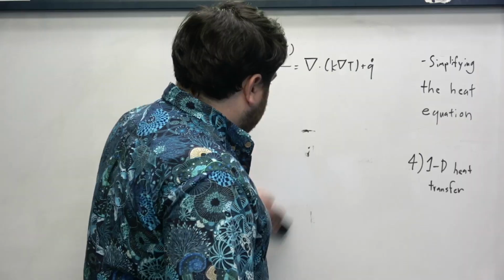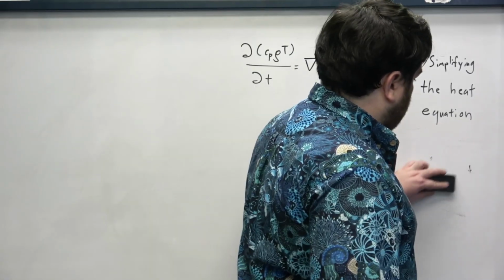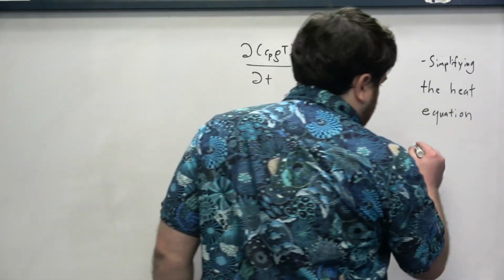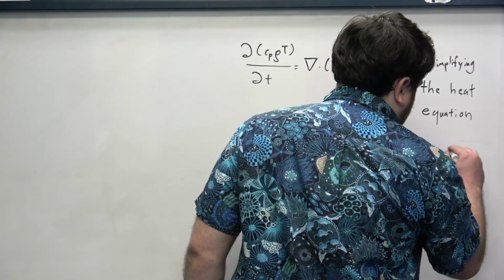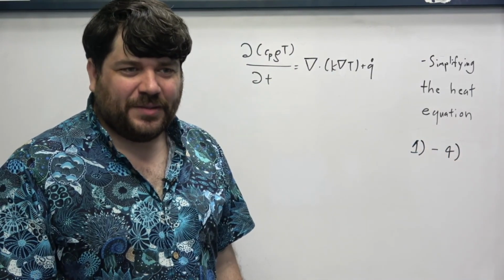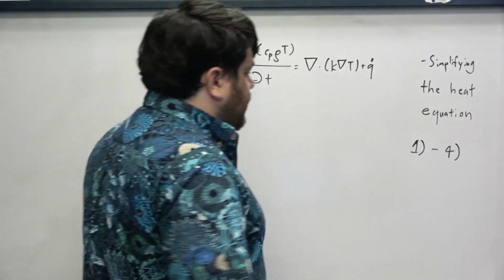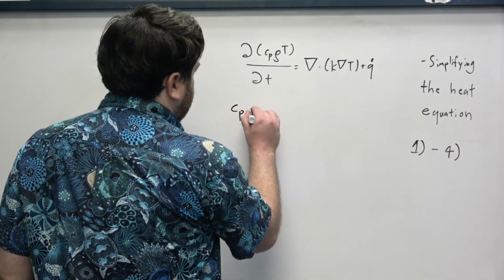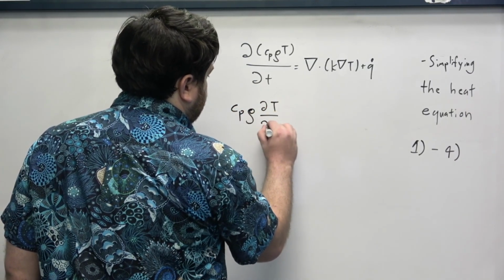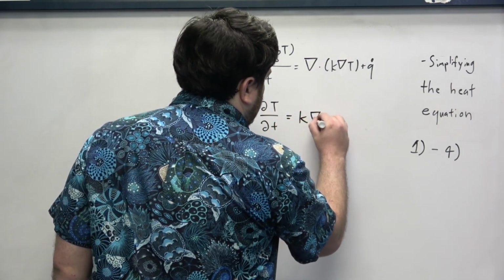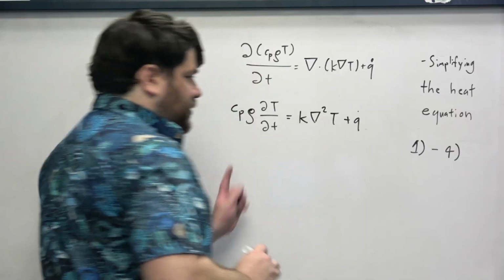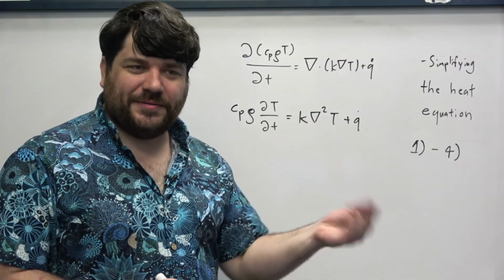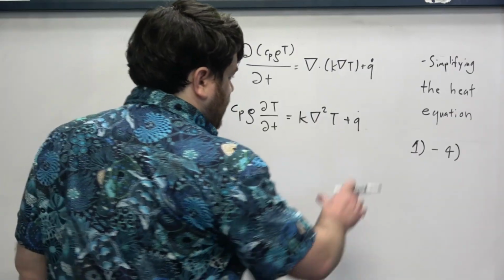What happens if I take all of the assumptions that I've just made and apply them together? Okay? Well, let's think about it. The first assumption we made was that material properties were constant. Okay? So that just makes the heat equation turn into this. So that's assumption number one. Assumption number two that we had made was that there was no volumetric heat generation, which just gets rid of the Q.